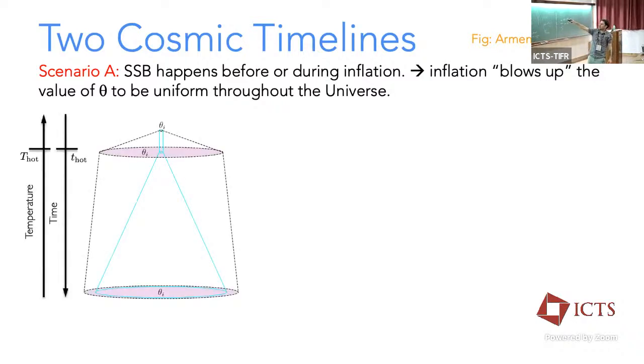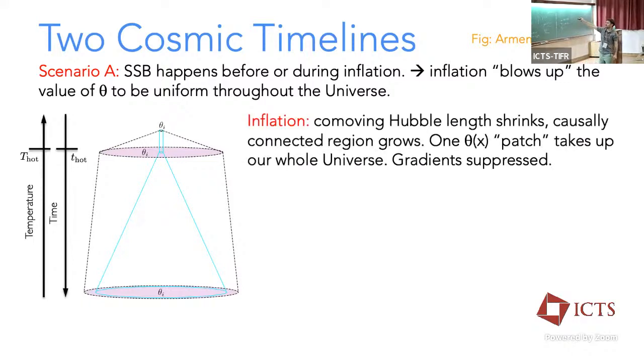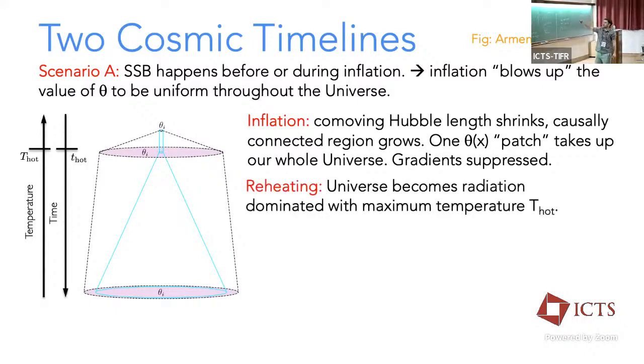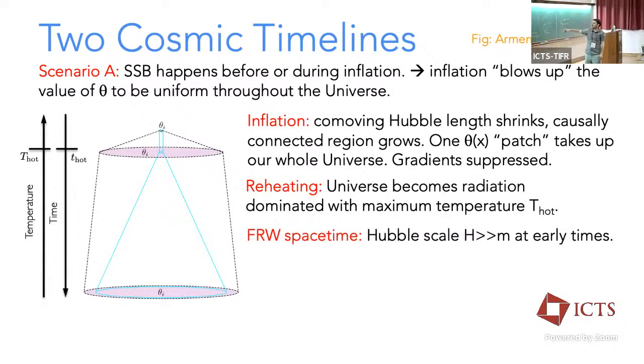So spontaneous symmetry breaking happens. There's some value of theta in some small horizon. Inflation blows it up, and then the hot evolution of the universe starts to happen. Theta takes up the whole horizon, and then at late times, the same value of theta is still the whole horizon. Okay, so the co-moving Hubble horizon shrinks. Reheating, I've just said this.